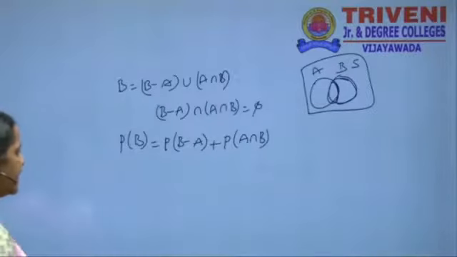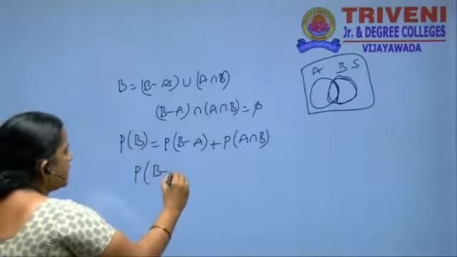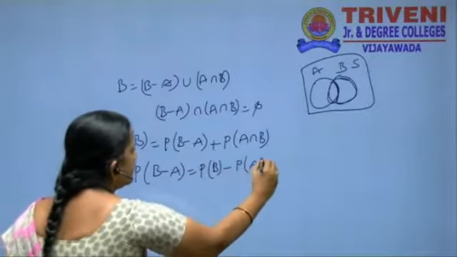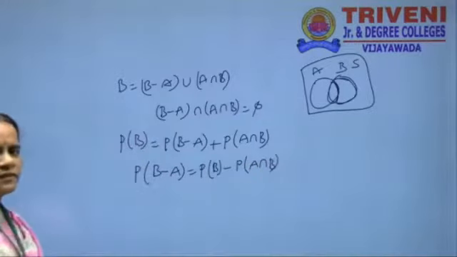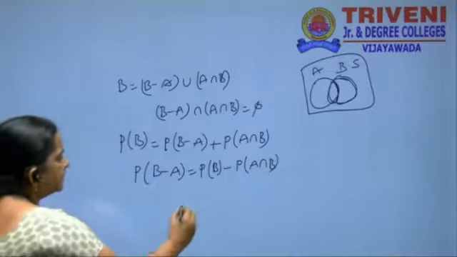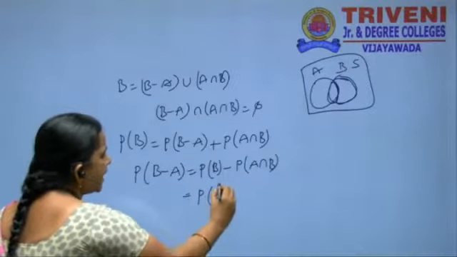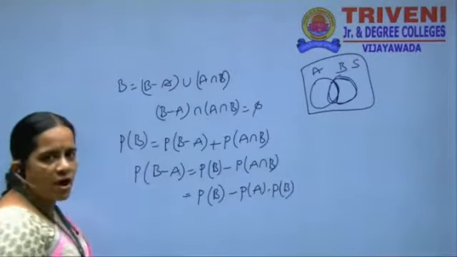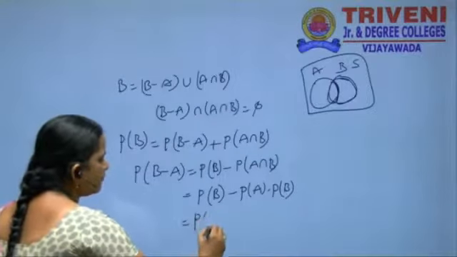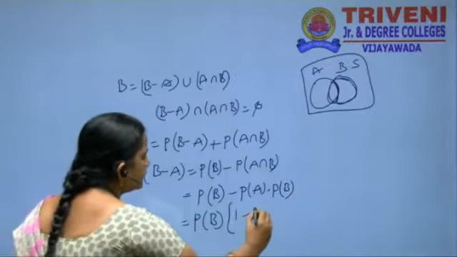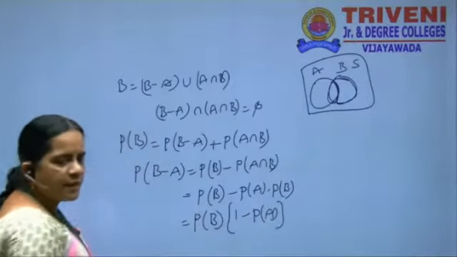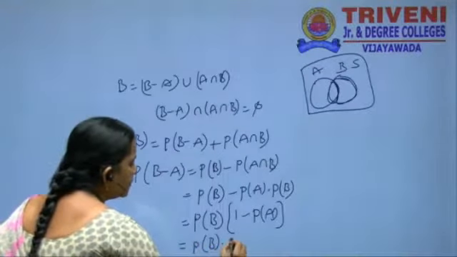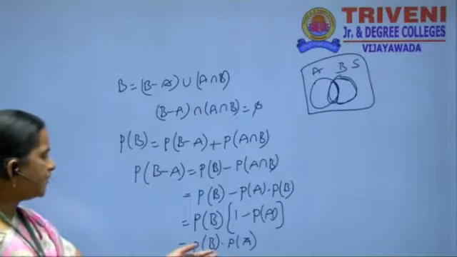Then P of B minus A can be written as P of B minus P of A intersection B. Already they have given in the hypothesis that A and B are independent events. Then P of A intersection B can be written as P of A into P of B. Here P of B is common, so take the common P of B. Then 1 minus P of A, and 1 minus P of A is nothing but P of A bar. So we get P of B into P of A bar.